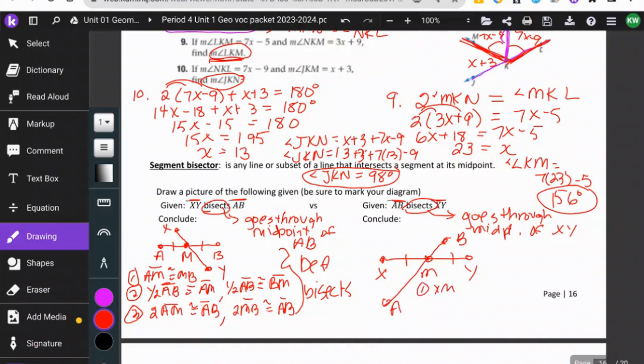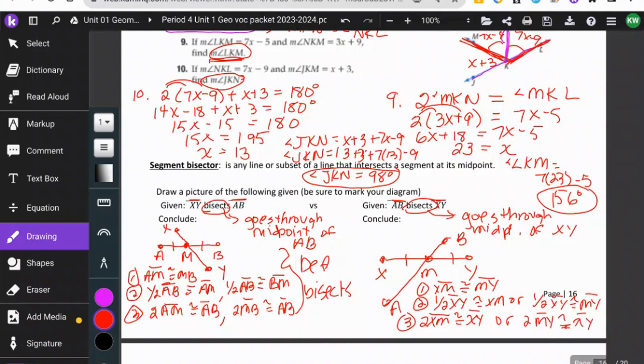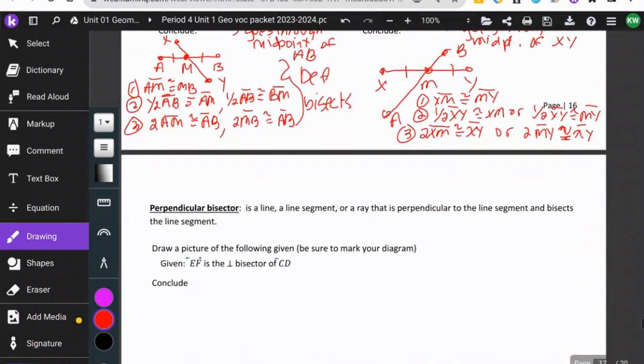You know that XM is congruent to MY in this case. You know that half of XY is congruent to XM, or that half of XY is congruent to MY. Or again, third version, if I double XM, it's going to be congruent to the whole thing, XY. Or if I double MY, it's going to be congruent to the whole thing, XY. Sorry, sloppy congruent. All right, so that would be line bisector. Okay, so knowing the difference and being able to decide based off the vocab which one is being bisected.